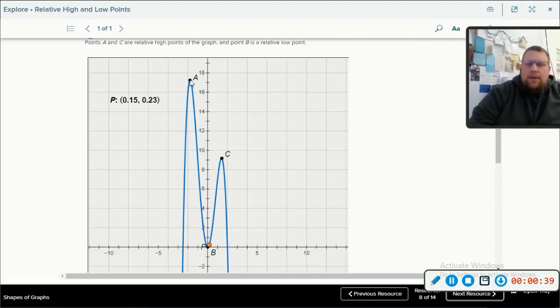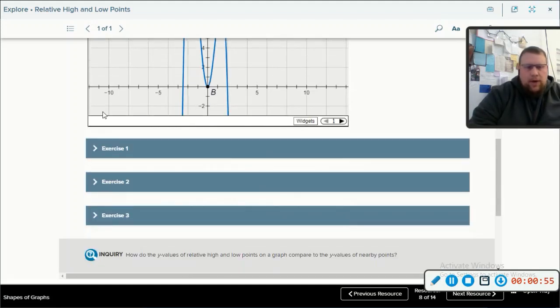What a relative high point means is that to the left, I'm increasing, to the right, I'm decreasing, whereas, and we'll talk about that more, a low point means to the left, I'm decreasing, but to the right, I'm increasing. We're going to talk about that more in just a second, but let's go down here.